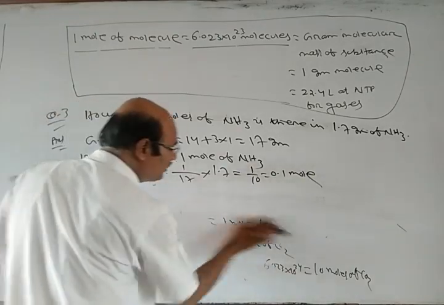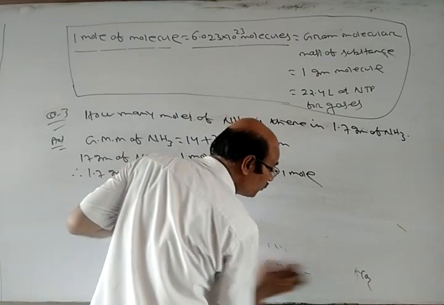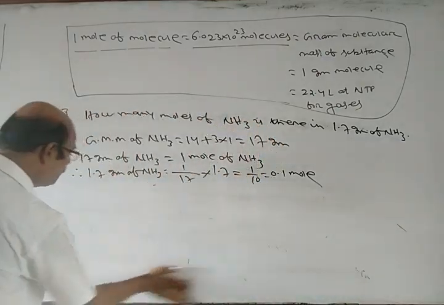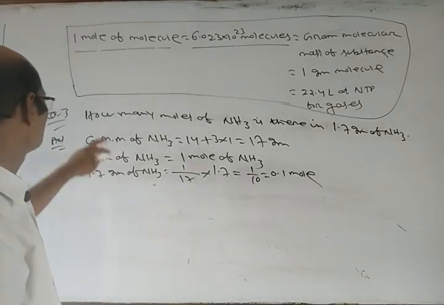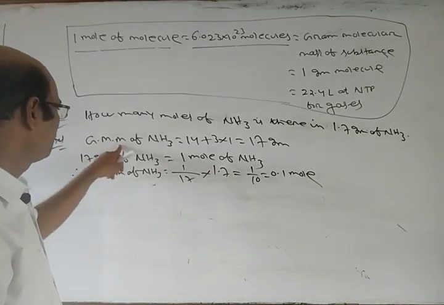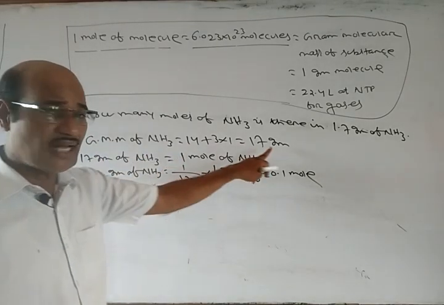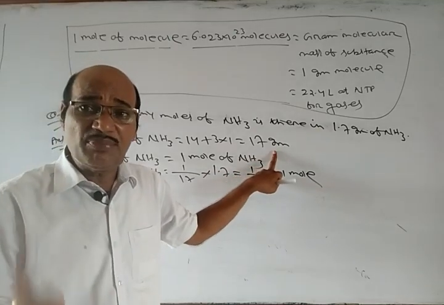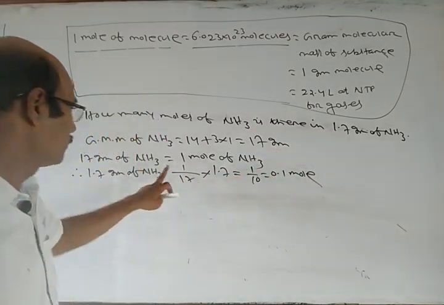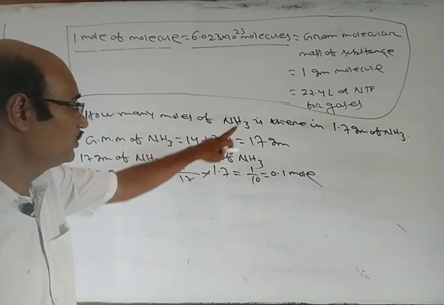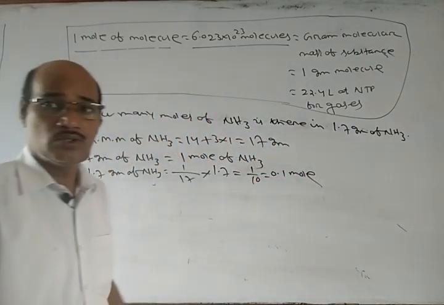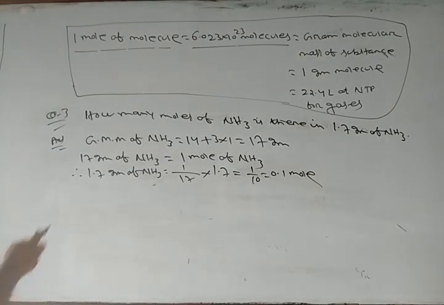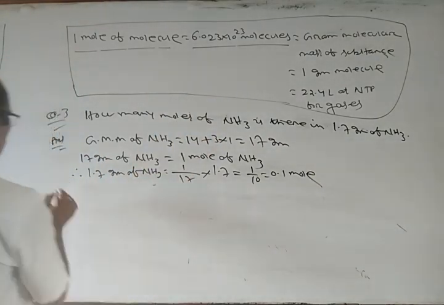So how can you calculate the number of moles from the given mass? First of all, we have to relate the mole to the gram molecular mass. We know the gram molecular mass of a substance is equal to the mass of 1 mole of the substance. So here the gram molecular mass of ammonia is 17 gram. That means 17 gram of ammonia is equal to 1 mole of ammonia. Given here 1.7 gram, therefore 1.7 gram of ammonia is equal to 0.1 mole. Now this is your mass to mole. Now your mole to mass.